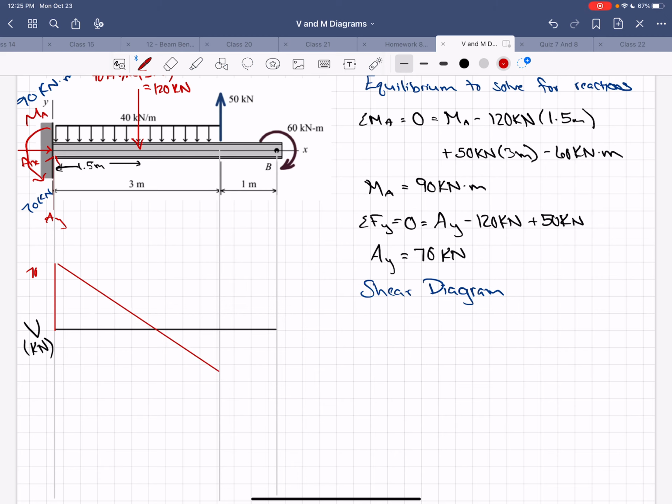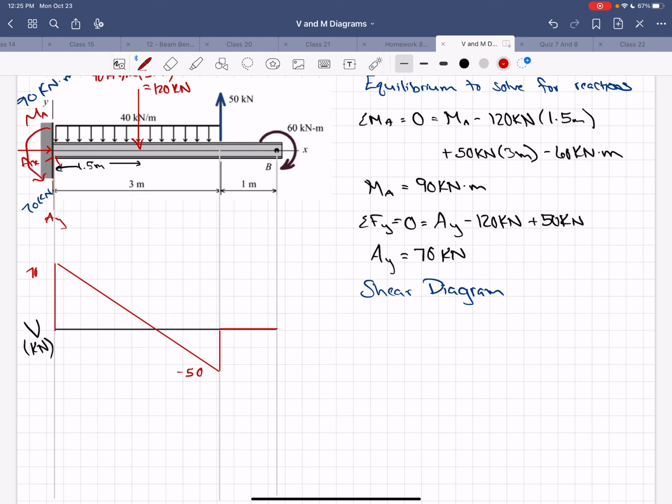kilonewtons. Now we cross 0, so that's going to be important for our moment diagram, but we'll worry about that in a minute. So now we're down at negative 50. Well, the next thing that happens is at this point, we jump up by 50. So now I'm going from negative 50 to 0. And then if I continue to walk across this beam, nothing happens. There's an applied moment, but that has nothing to do with our shear diagram. So the shear just stays at 0 for the last meter.